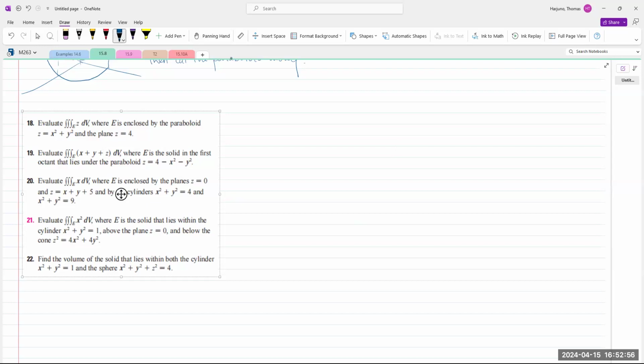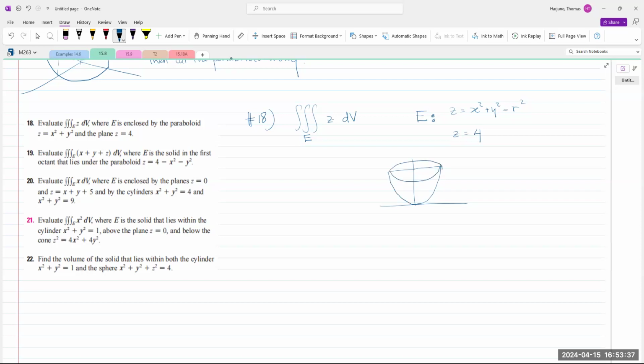Evaluate the triple integral over domain E of z dv, where E is enclosed by the paraboloid z equals x squared plus y squared, and z equals 4. Okay, this is equal to r squared. So z equals r squared looks like this, and z equals 4. So this is the solid then. This is the solid.